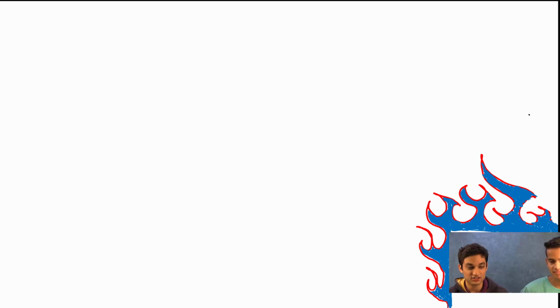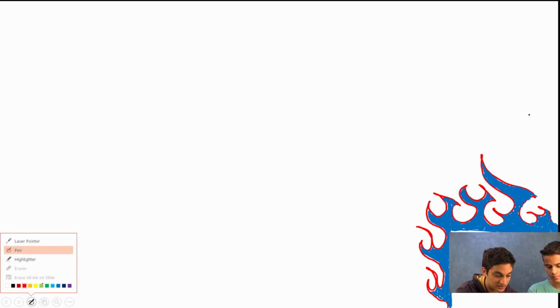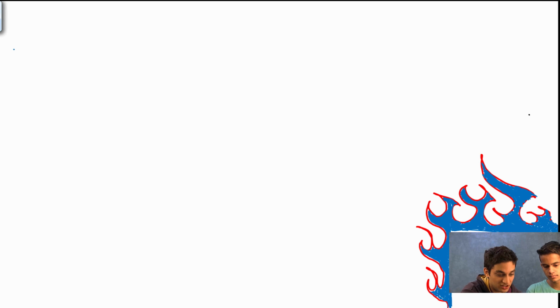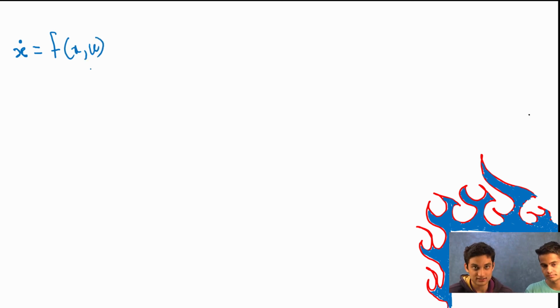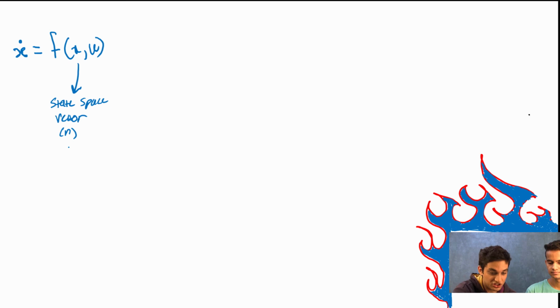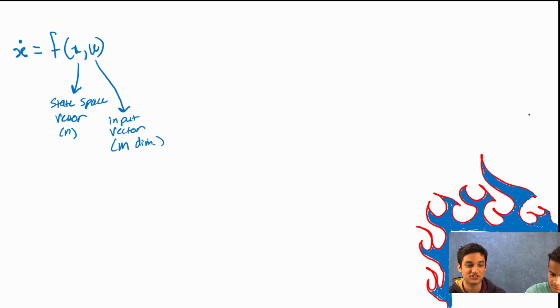Now we're going to try and use what we've learned so far in order to linearize systems. So really quickly, when we talk about systems, we usually mean something of the form x dot is equal to f of x comma u. This is a loaded expression. So x is going to be our state space vector, and this is going to be n-dimensional, n for nougat. u is going to be our m-dimensional vector, which represents our input, m for mammoth. So this is n-dimensional, nougat dimension.